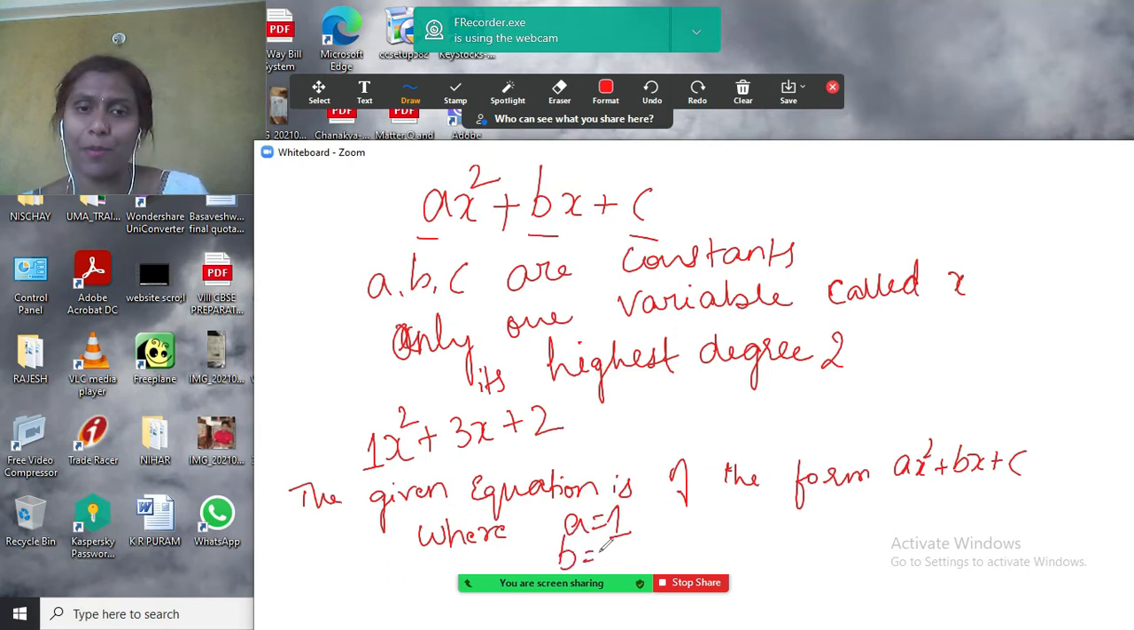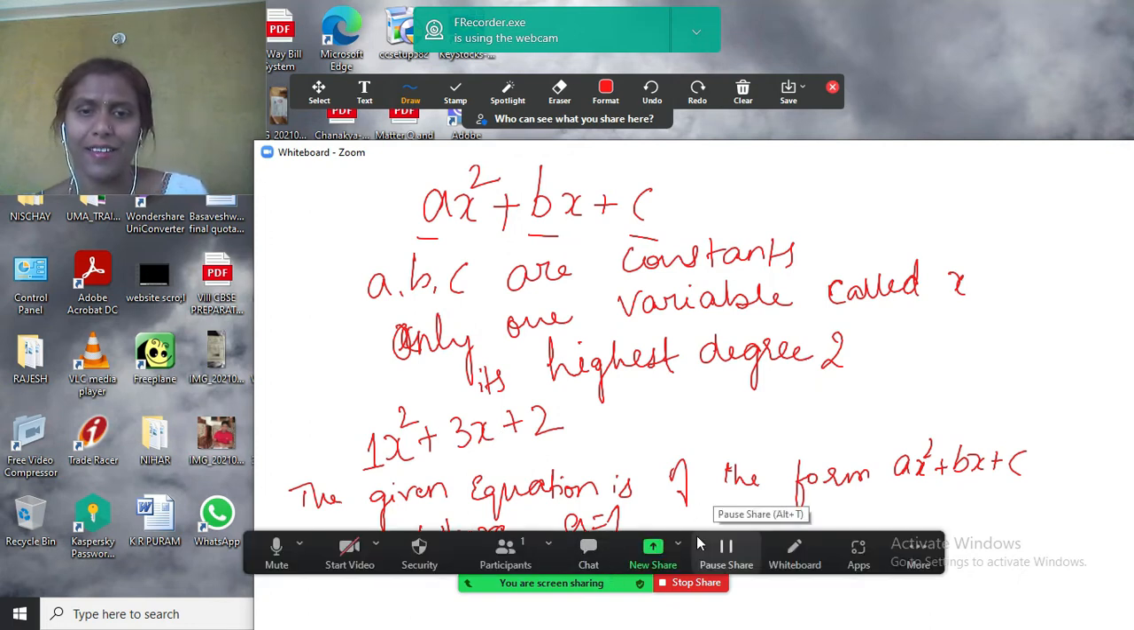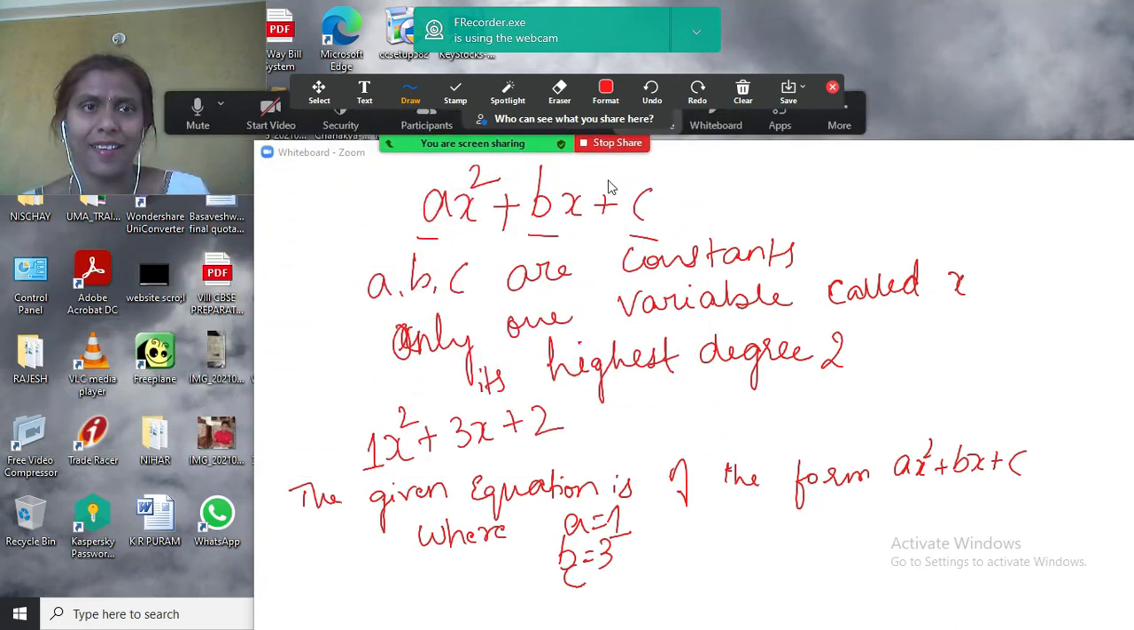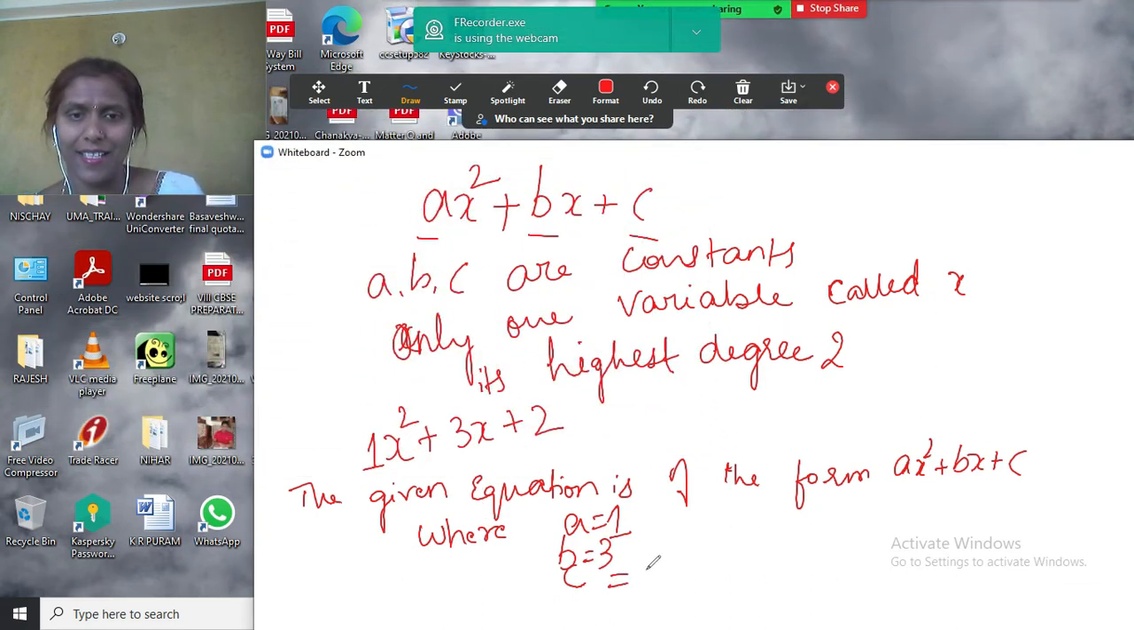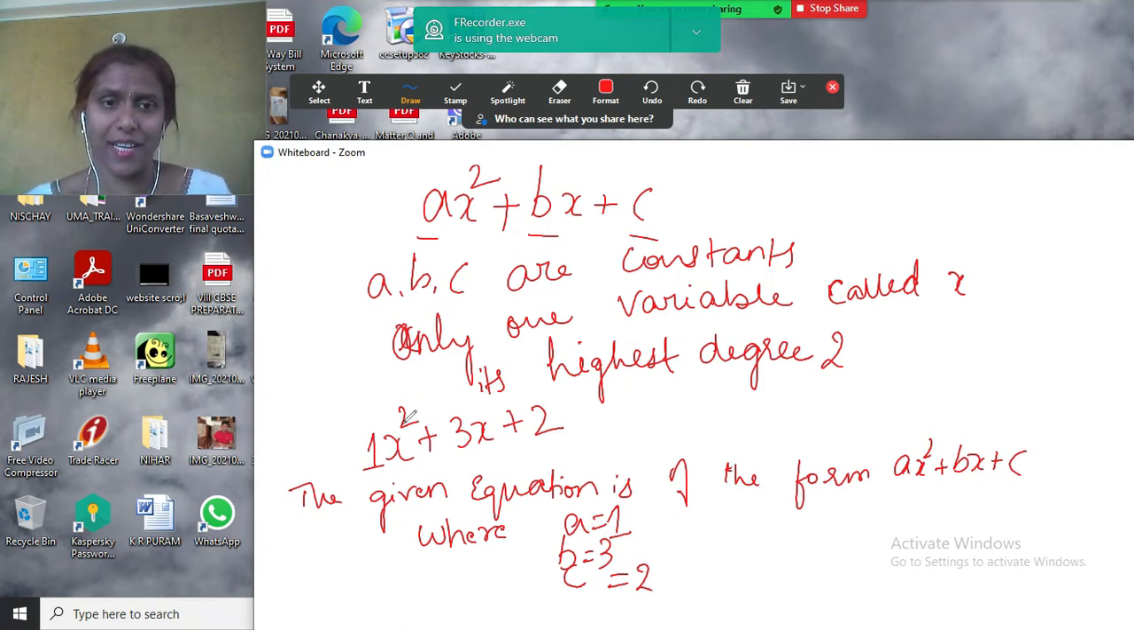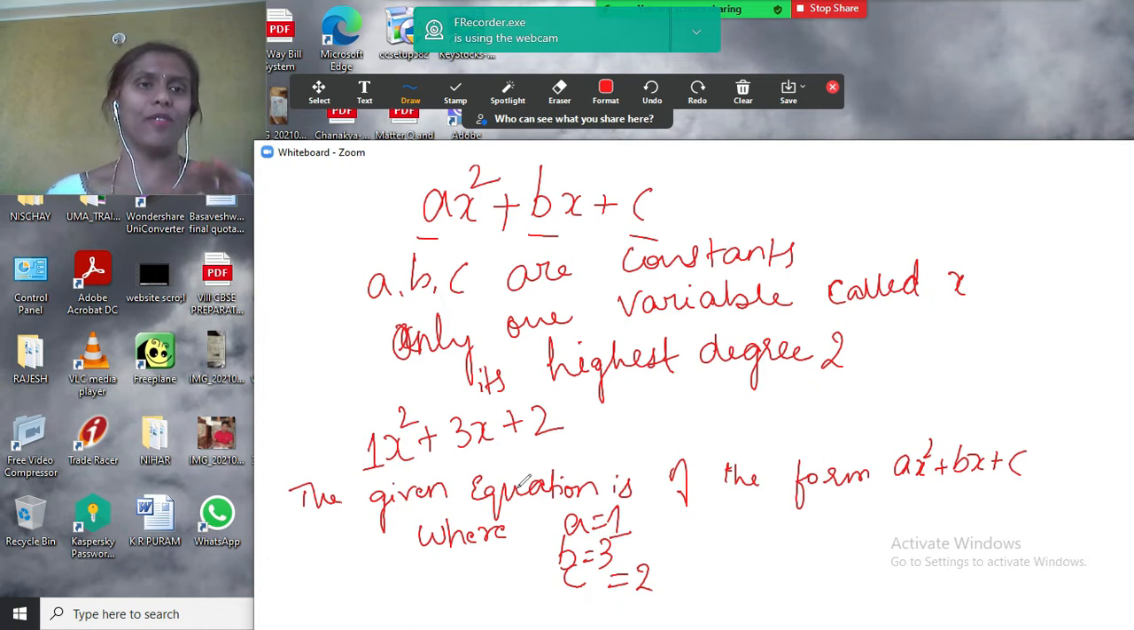What is b? In the place of the variable x we have 3, so b is 3, and c is 2. Got me? Yes. So the given equation x squared plus 3x plus 2 is of the form ax squared plus bx plus c, where a is 1, b is 3, and c is 2. Such kinds of equations are what we are going to resolve here. When I say resolve, we are going to find the factors.